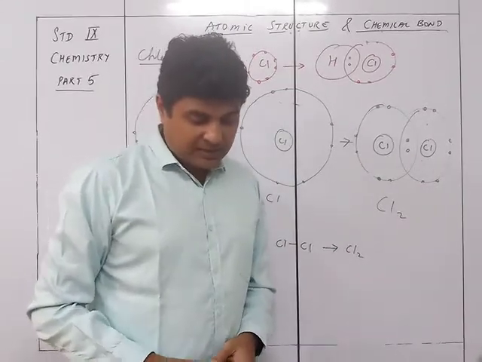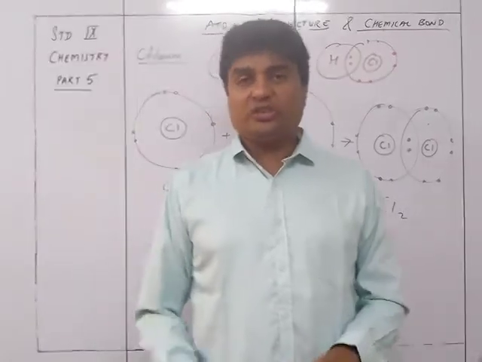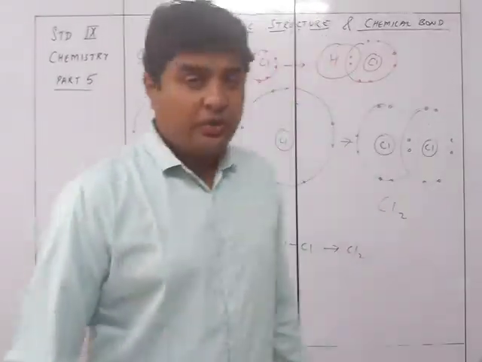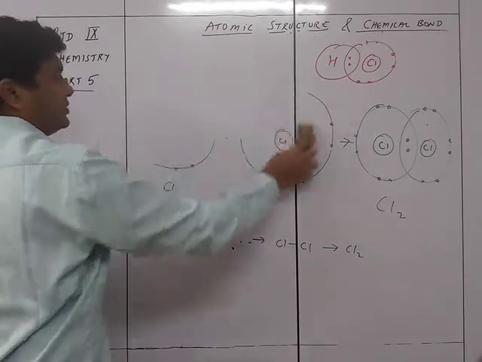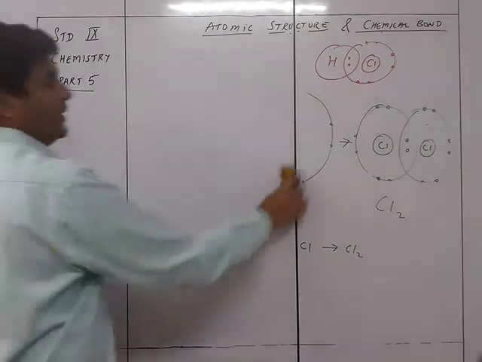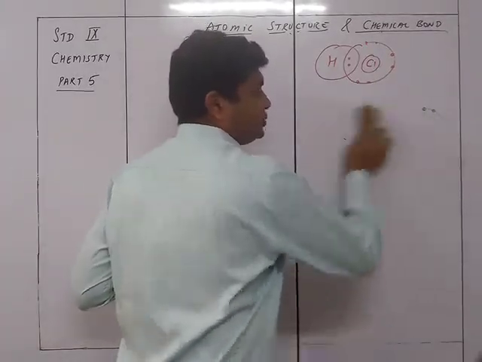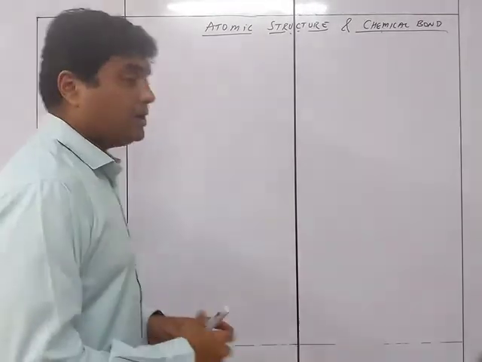So that is HCl. The next one is in case of oxygen. Now in the case of oxygen, it has got 6 electrons in the outermost shell, so it will require 2 electrons. Because it requires 2 electrons, it will be sharing 2 electrons with the other atom.